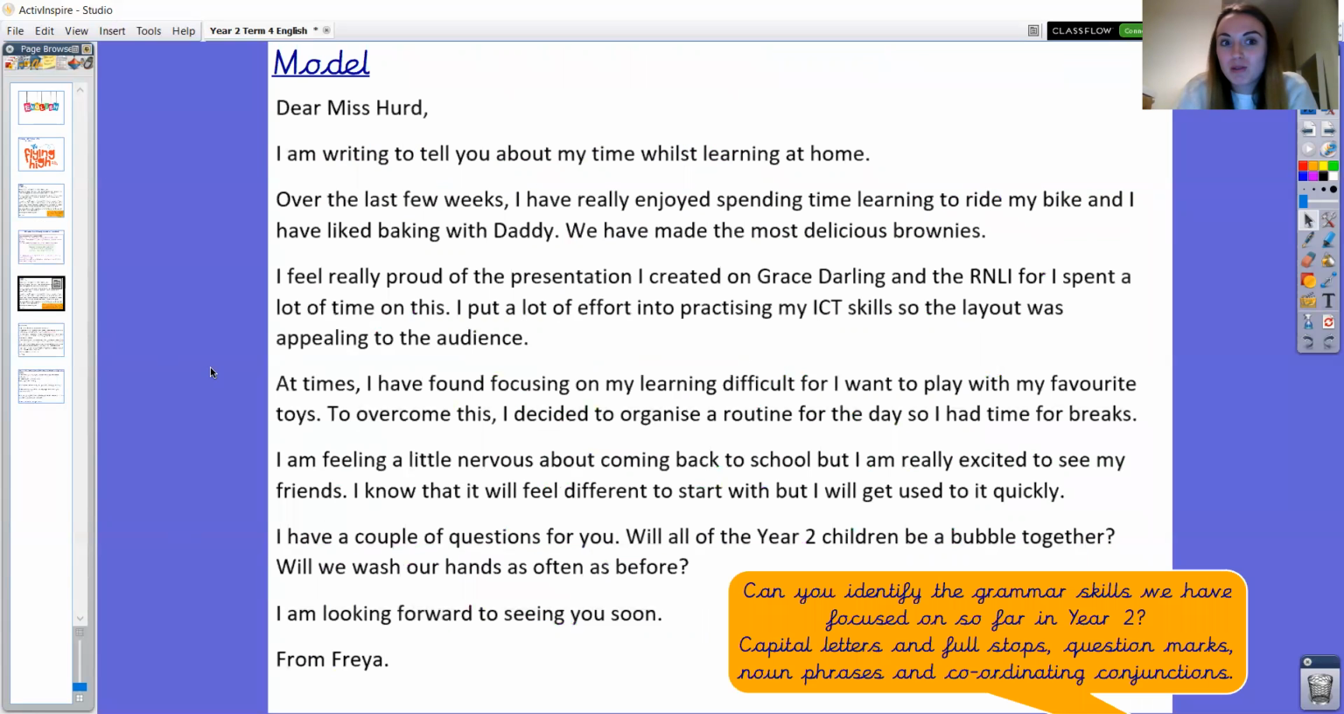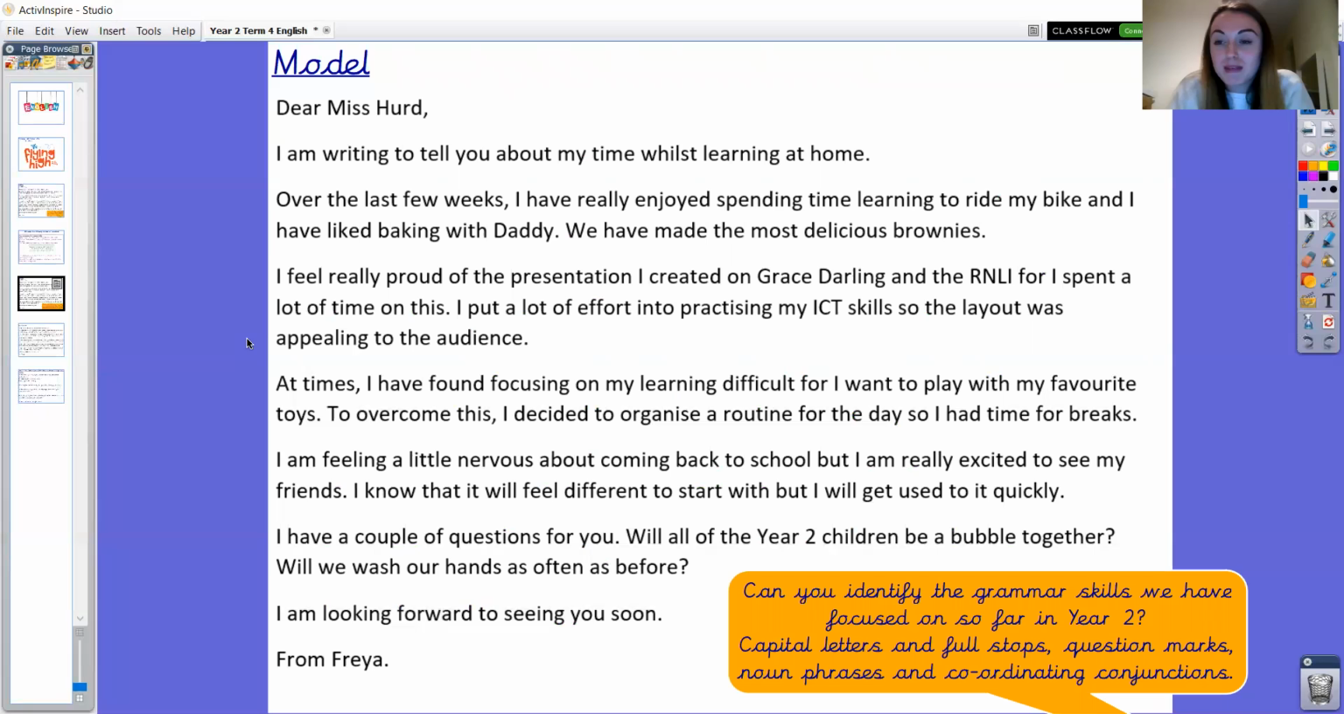Okay, so we're going to come back to the model now, year 2. And what I'd like you to do is either at home or in the classroom, perhaps read the text again and see if you can identify the grammar skills we have focused on so far in year 2. So these are skills that you've been focusing on in the classroom leading up to Christmas, but also whilst you've been learning at home. So can you spot examples of capital letters and full stops, question marks, noun phrases, so we've got an adjective before the noun, and coordinating conjunctions.